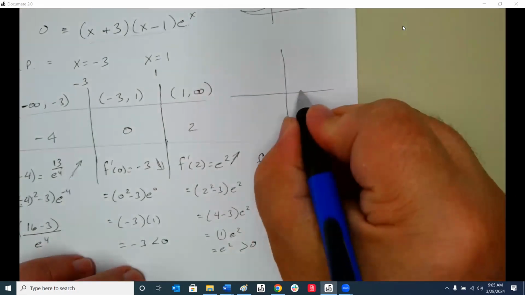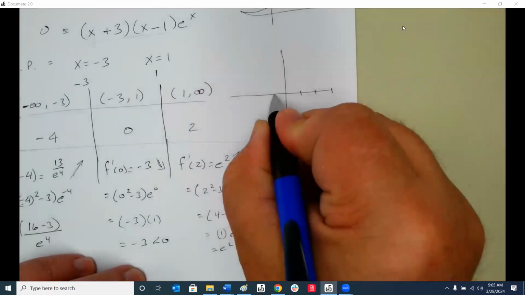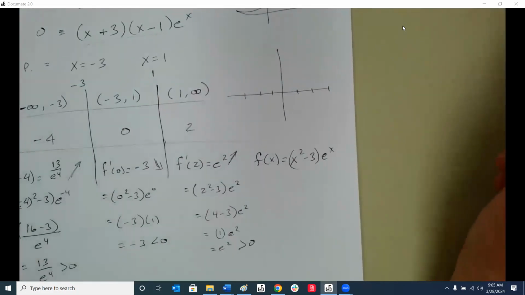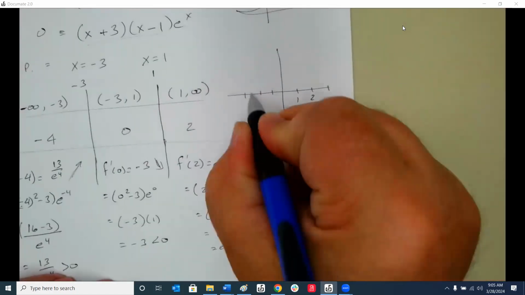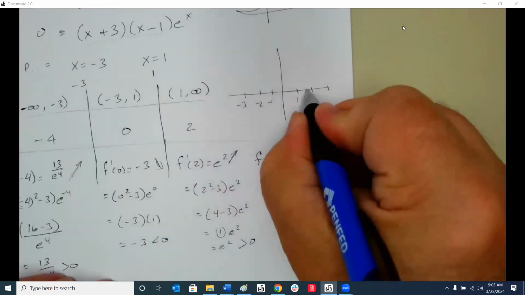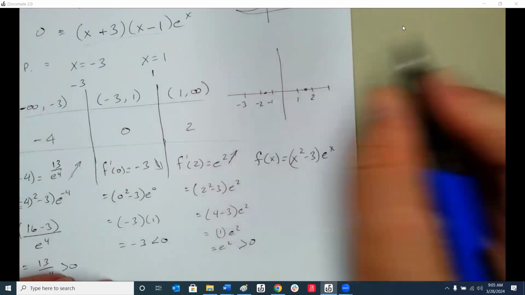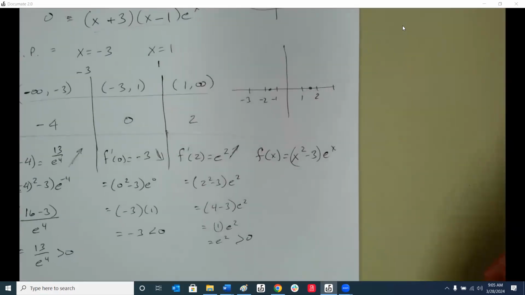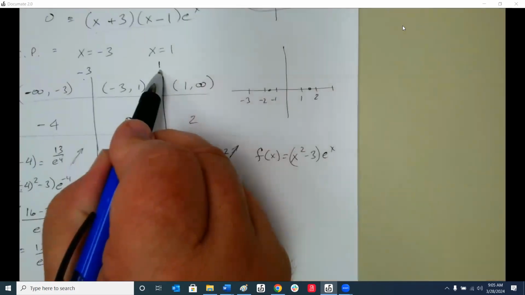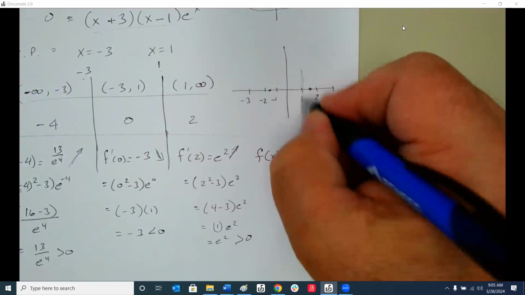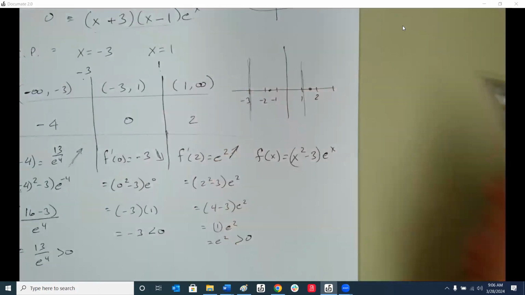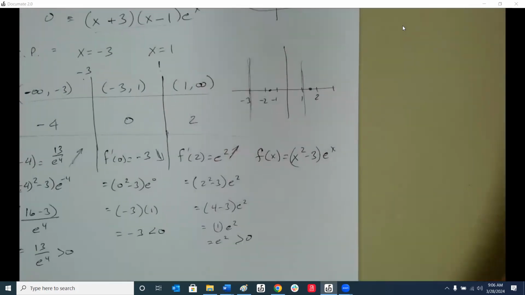So we know we have square root of 3 is less than square root of 4. So it's got to be less than 2. So it's got to be somewhere around here and here. So those are the x-intercepts. We have our critical values at -3 and 1. So those have to be vertices.